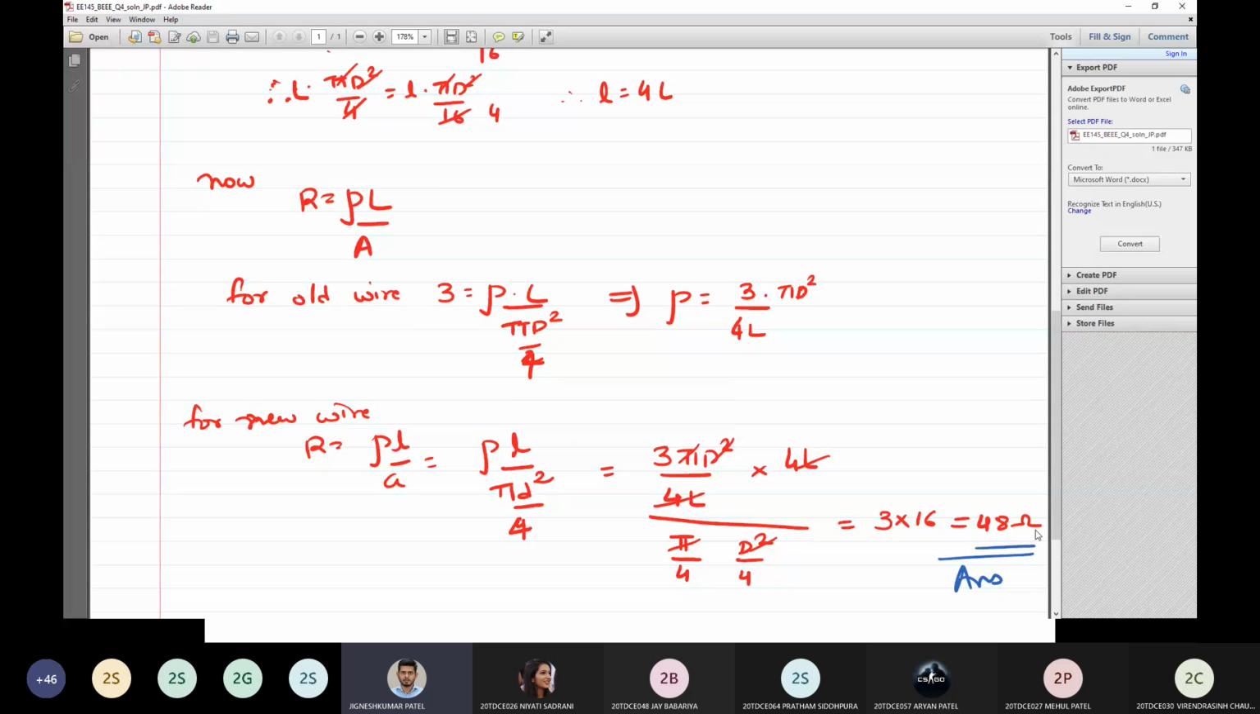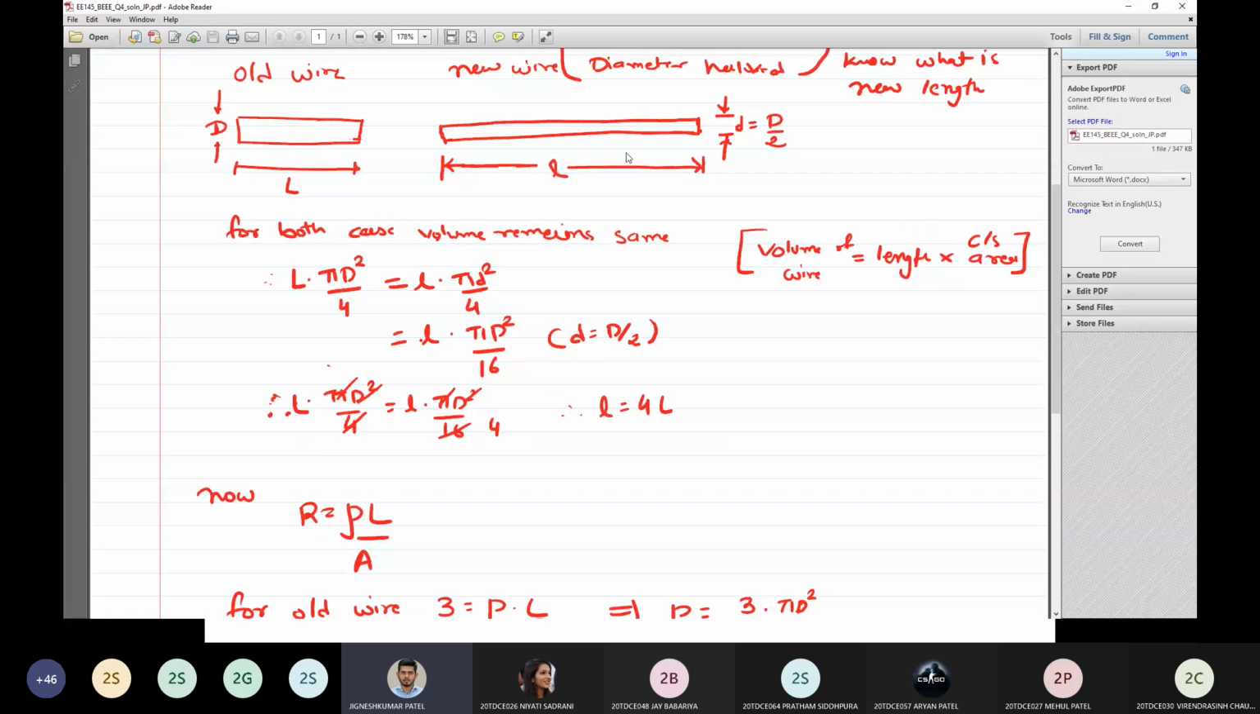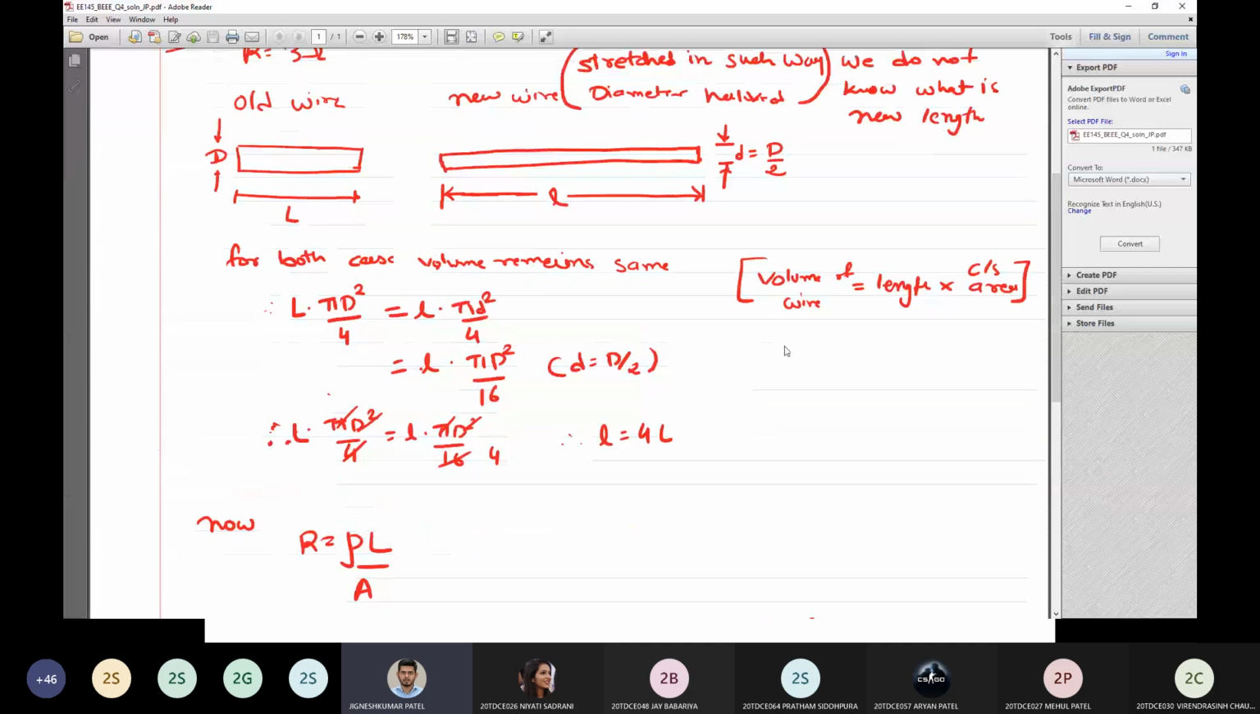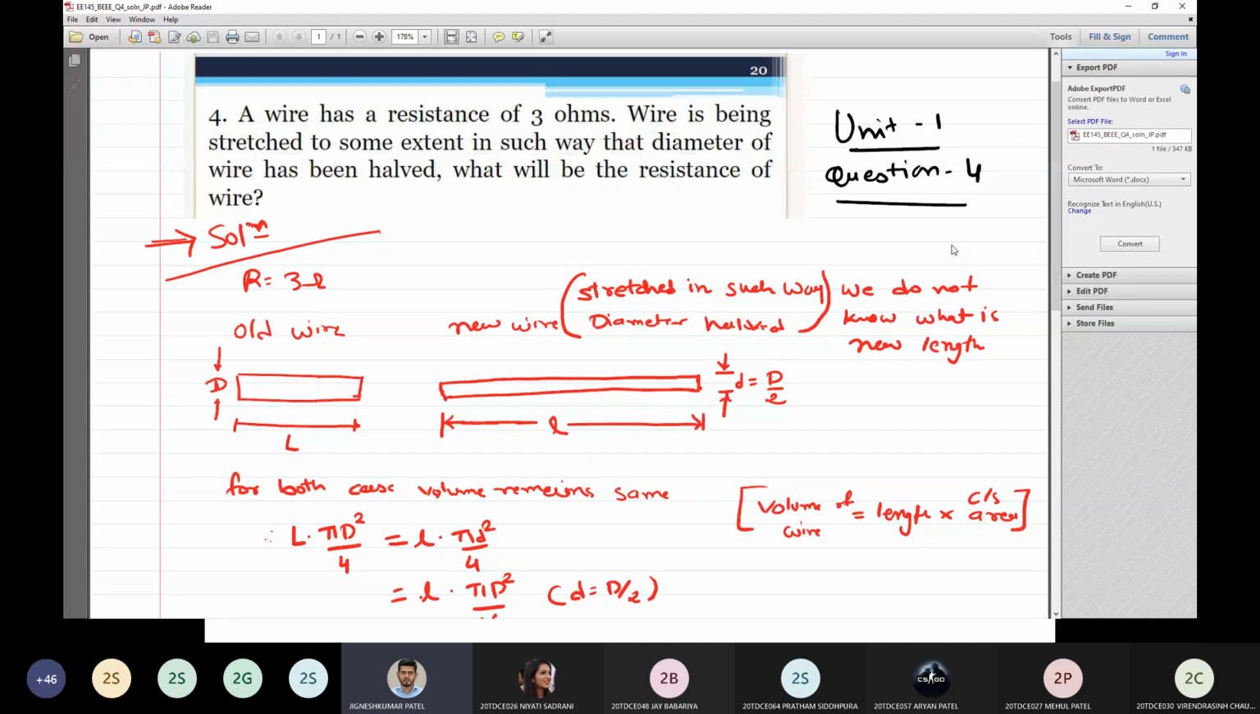So my final answer is 48 ohm. It is the resistance of this new wire. This is how you can solve this. I'll share this in the material section. You can look into that whenever required. Okay.